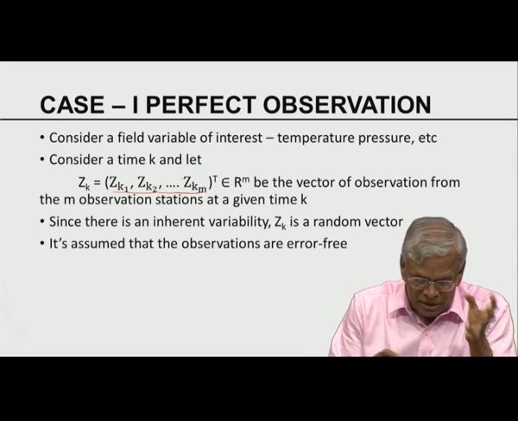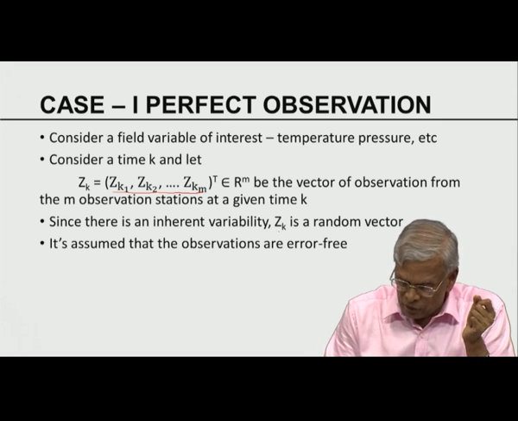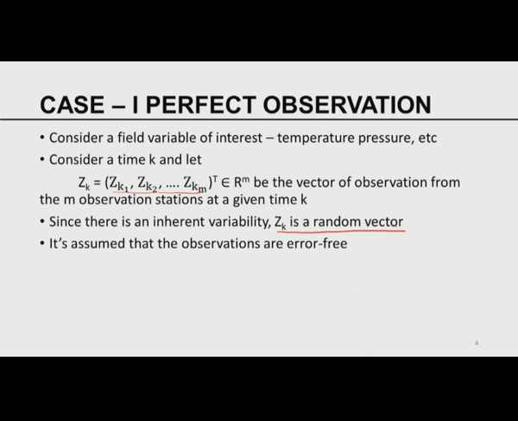So given this natural variability, we are going to consider zk as a random vector. So zk is random not because of the observational errors, zk is random because of the inherent natural variability resulting from changes that are inherent to climate variables. It is assumed the observations are error free. That is what perfect observations relate to.